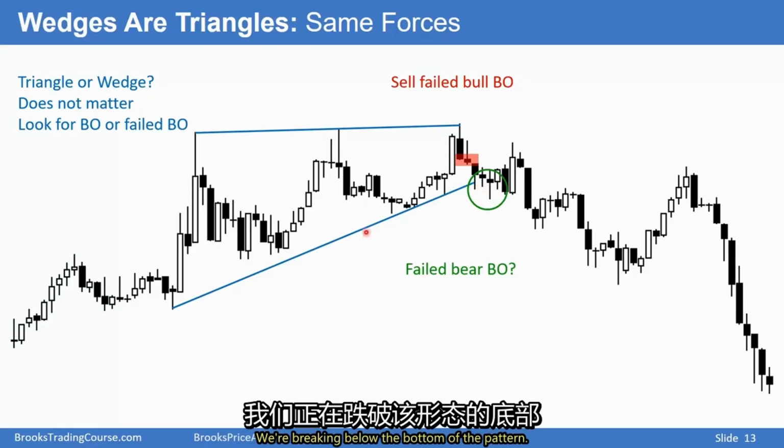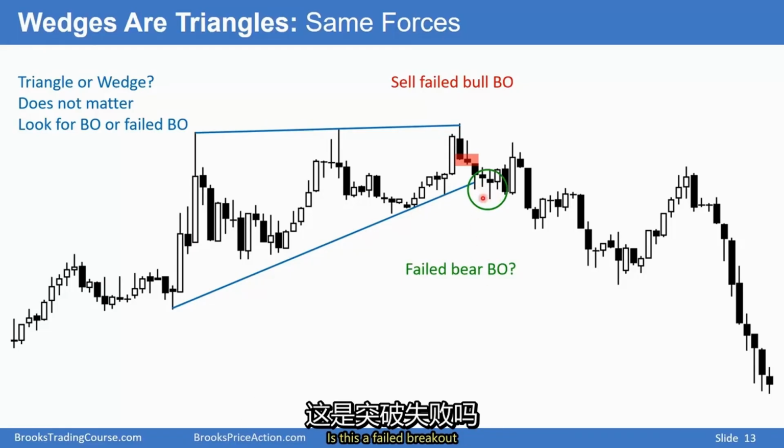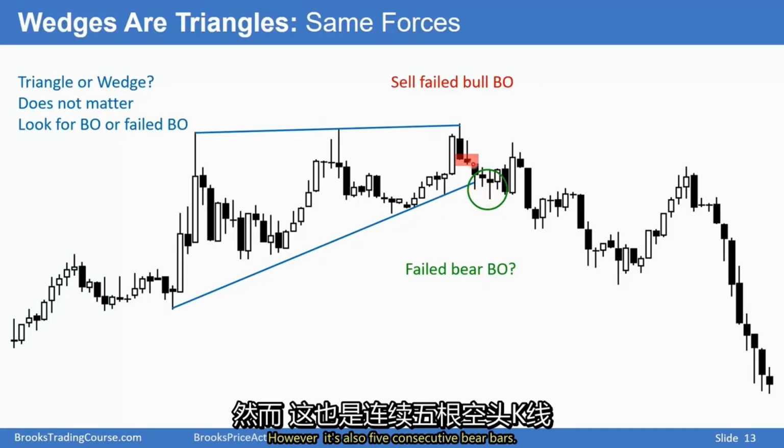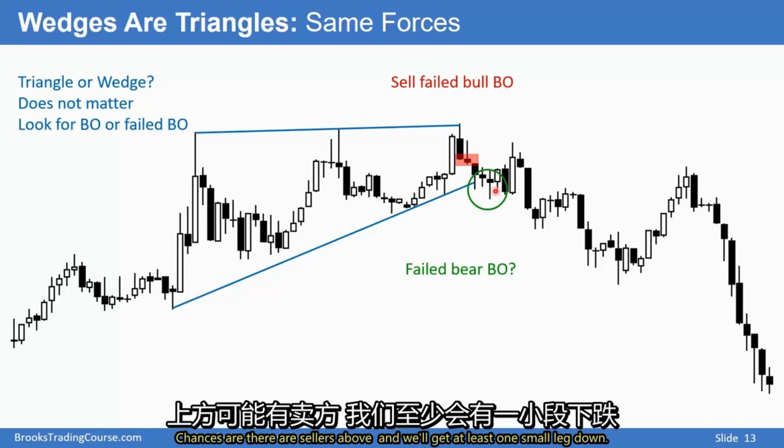We're breaking below the bottom of the pattern. Is this a failed breakout? We're trying to reverse up. Well, it is. However, it's also 5 consecutive bear bars. Chances are there are sellers above, and we'll get at least one small leg down.